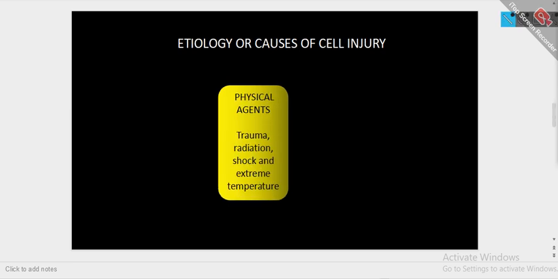Next etiology or cause of cell injury is physical agents such as trauma, when the person is faced with any kind of trauma or radiation, sudden shock, and extreme temperature, either high or low temperature, which can cause the cell to get injured.